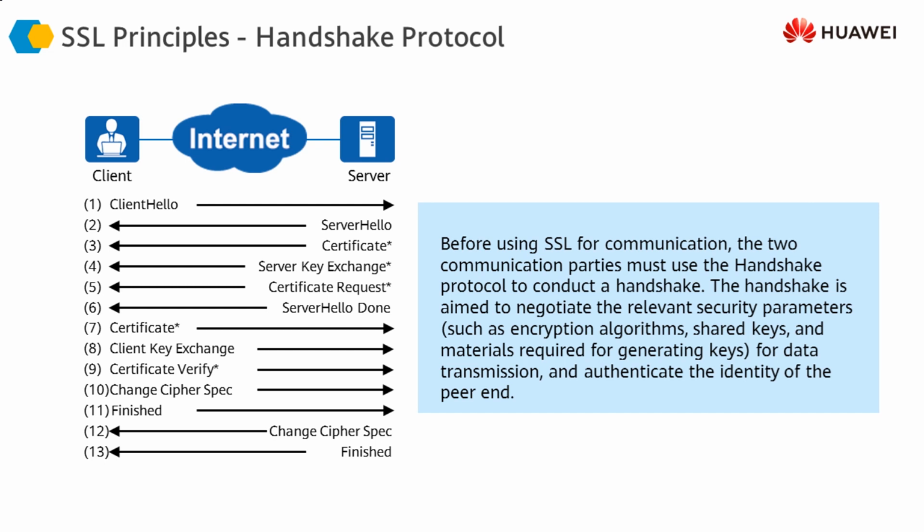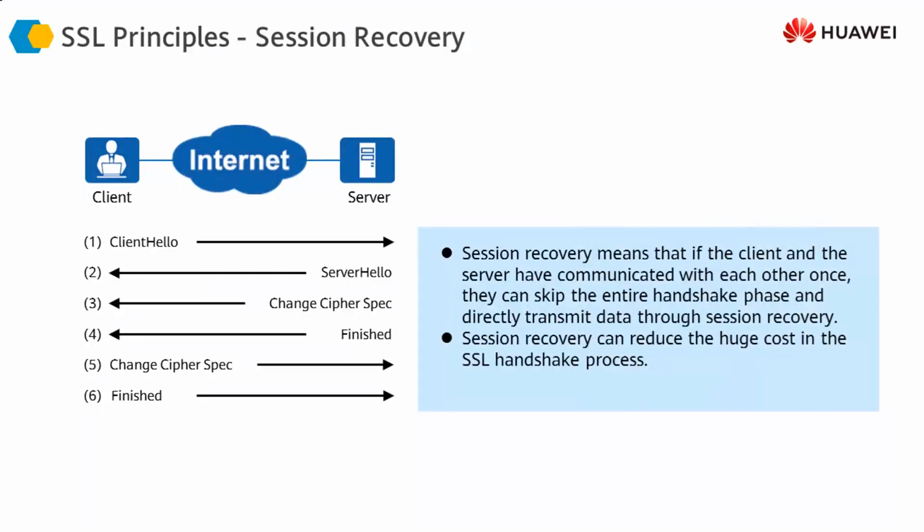So these are the steps involved, or the messages which are going to be exchanged between the client and the gateway device before an SSL VPN connection can be established. Once this connection has been established and all these steps have been followed, then the secure communication will start. However, if we want to later establish another connection between the same client and the same gateway device, we can also make use of the session recovery process.